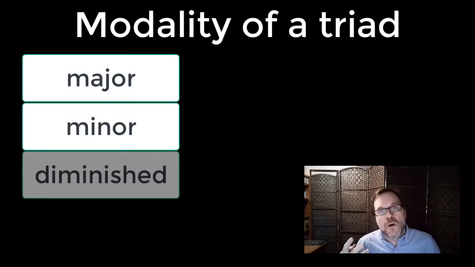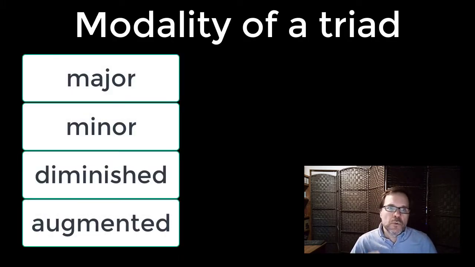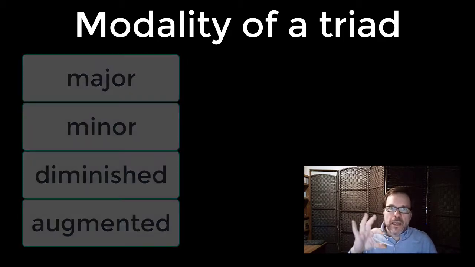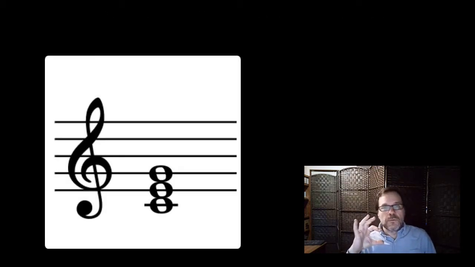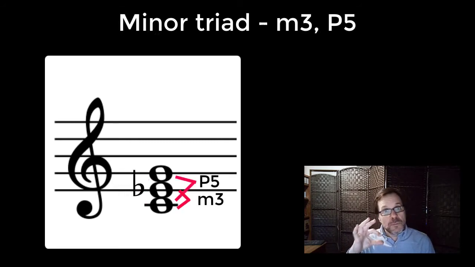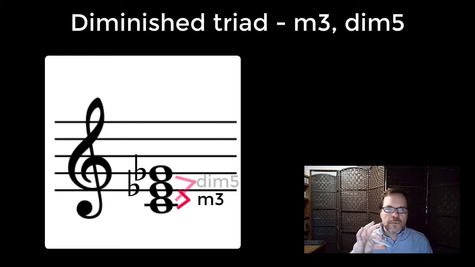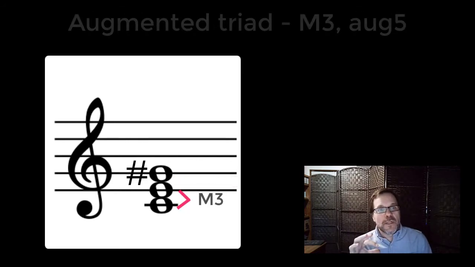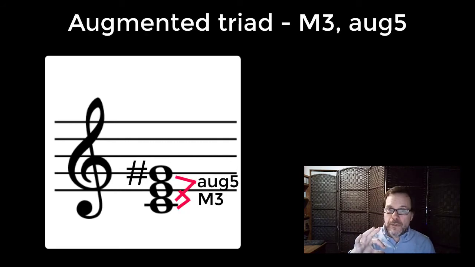Much like intervals, triads have modality, but just 4 of them, not 5, so major, minor, diminished, and augmented. The modality of a chord is determined by the size of the third and the size of the fifth that's above the root. A major chord has a major third above the root and a perfect fifth. A minor chord has a minor third and also a perfect fifth over the root. A diminished chord has a minor third and a diminished fifth over the root, and hence the name. An augmented chord has a major third and an augmented fifth over the root.